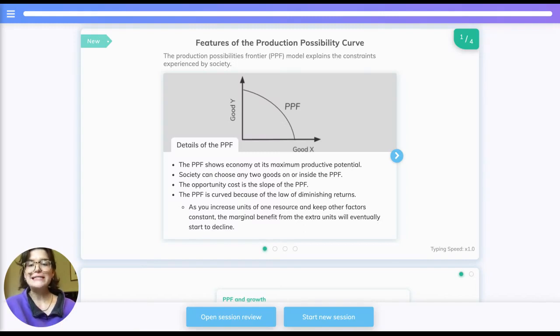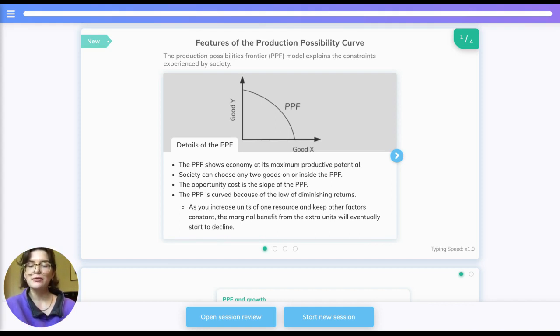The production possibilities frontier, also known as the PPF curve, explains the constraints experienced by society. The curve shows the economy at its maximum productive potential. Society can choose any two goods on or inside the PPF curve. In this curve, the slope is represented as opportunity cost.